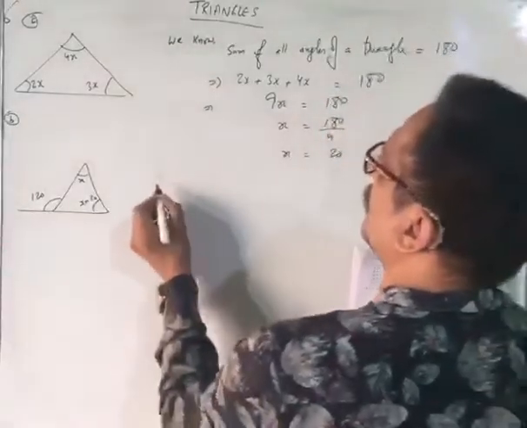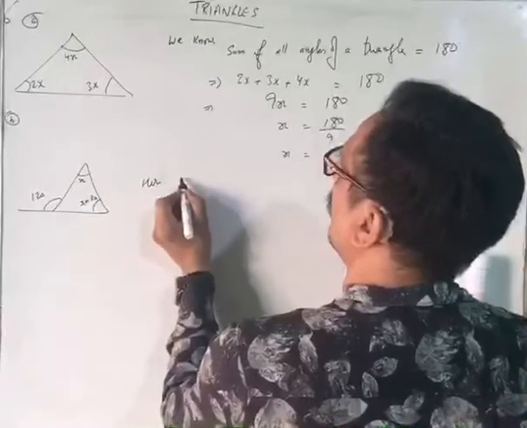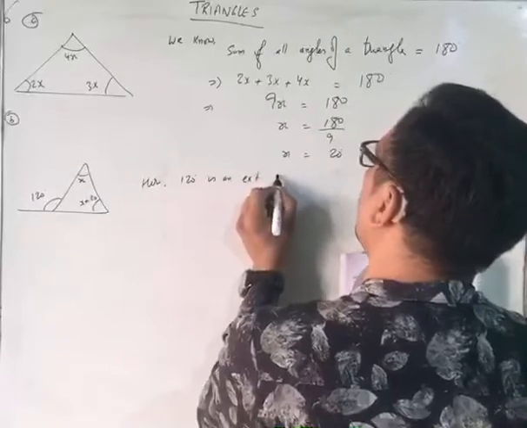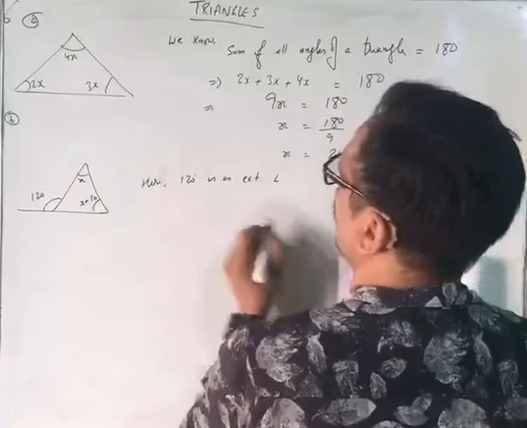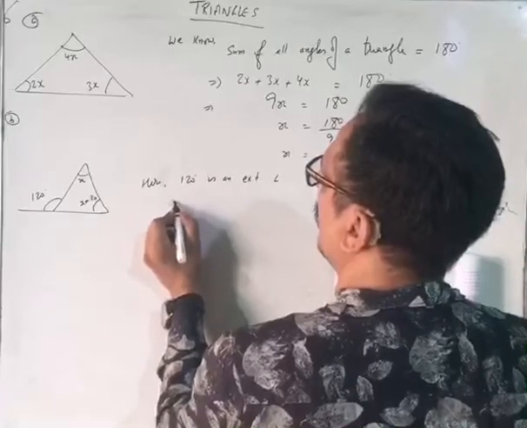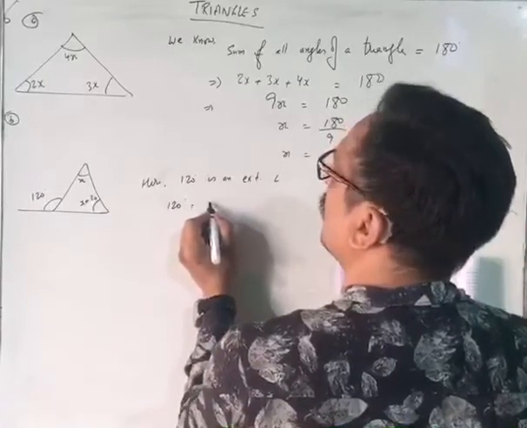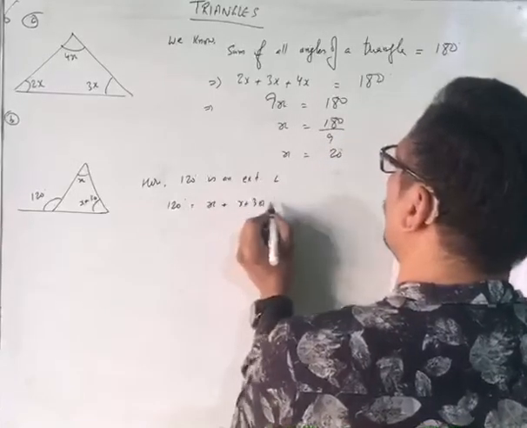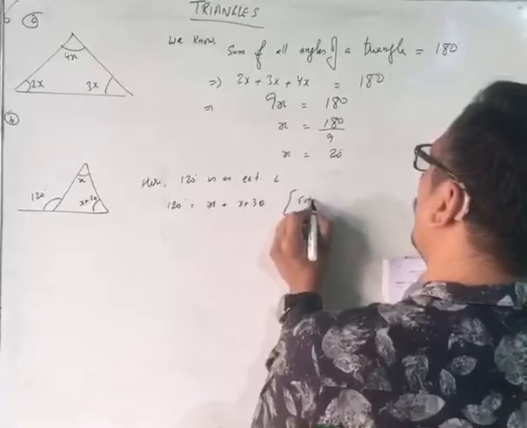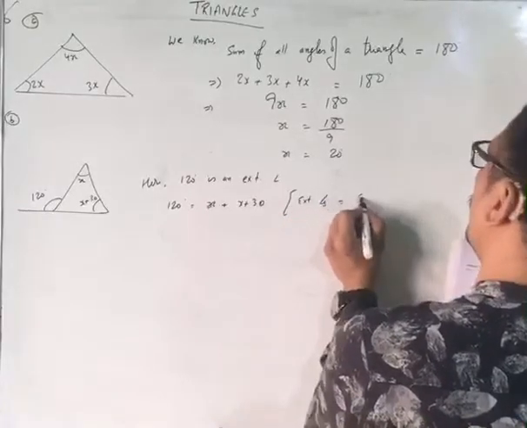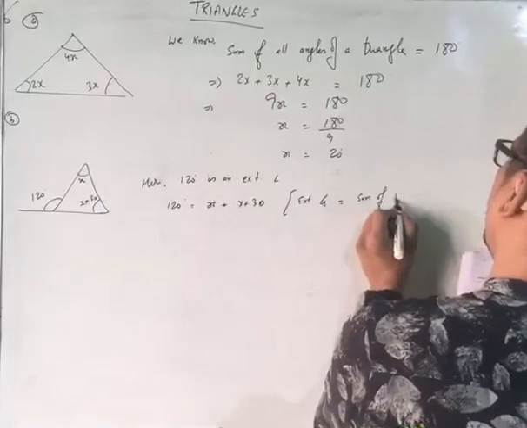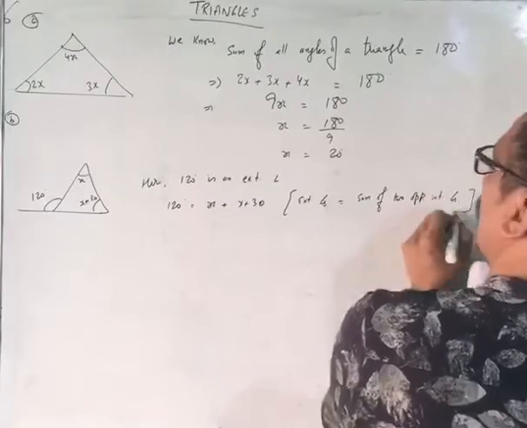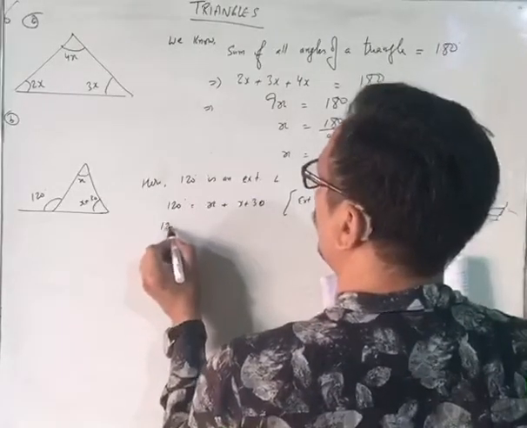Okay, so here 120 is an exterior angle. Okay, exterior angle. So you know very well that exterior angle equal to what? Here we know exterior angle equal to sum of two opposite interior angles. Okay, so when you sum up you get x plus x plus 30.